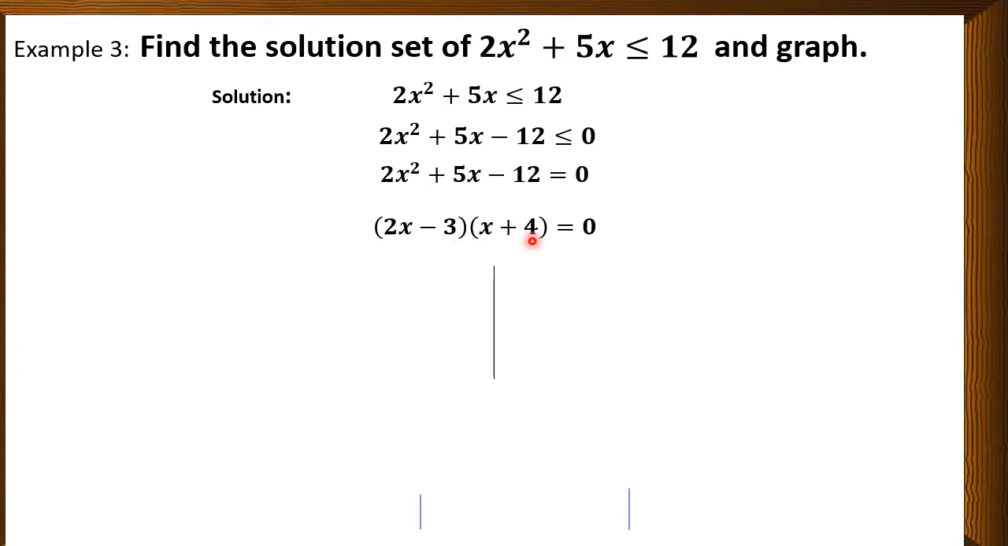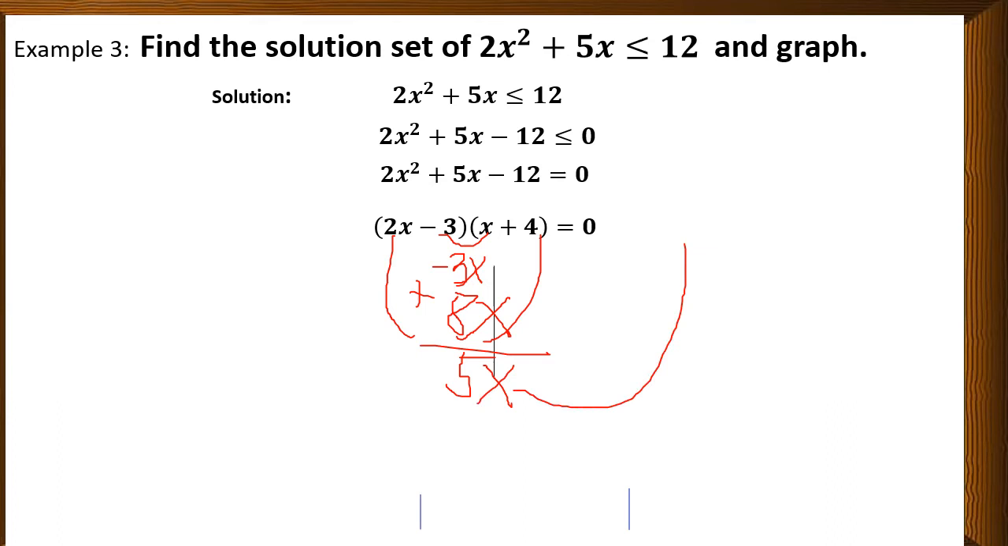But let's try to check first if we have a sum of 5x. So we're going to multiply negative 3 times x, so the answer is negative 3x. And we have also to multiply 2x and 4. So 2x times 4 is 8x. Next, we have to add. So negative 3x plus 8x is equal to 5x, and 5x is the middle term. So therefore, we are correct with the pair of our factors.